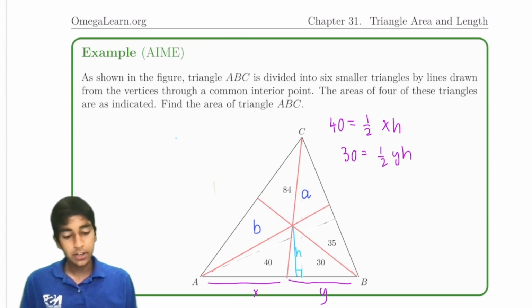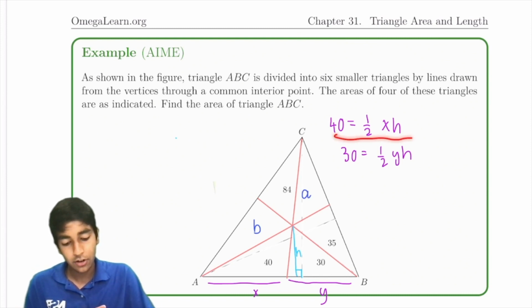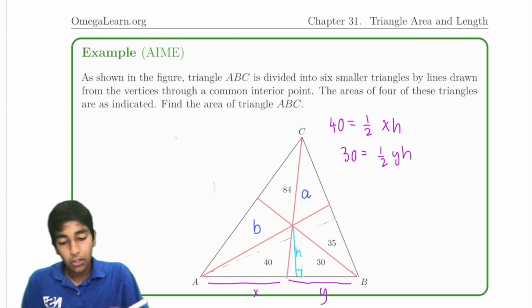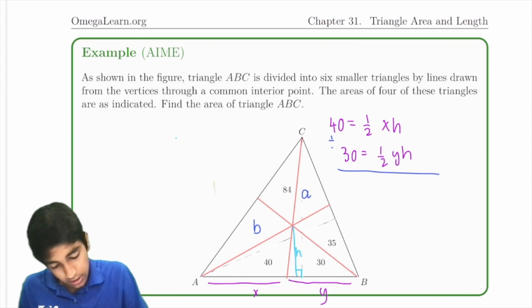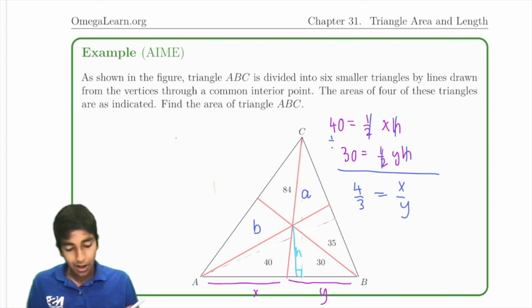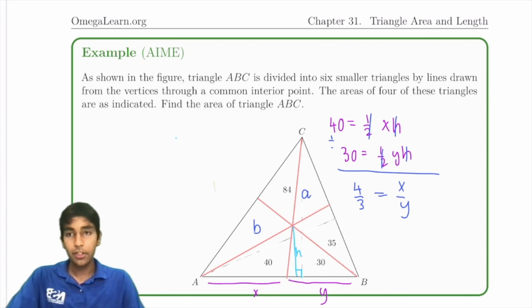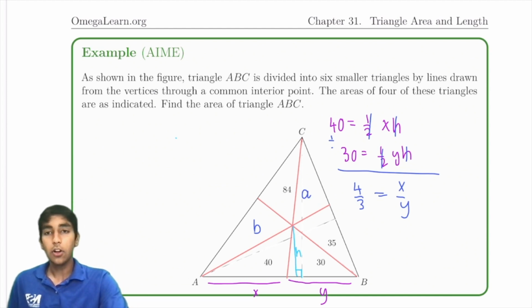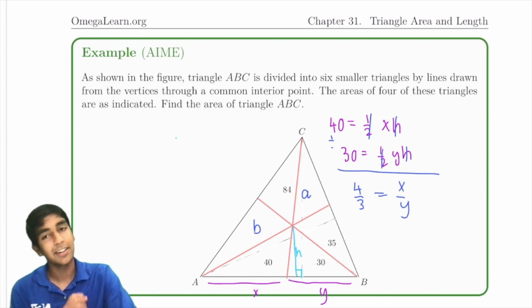So now what we can do from here is see that because we have 40 is half XH, 30 is half YH, let's divide the first equation by the second equation. Doing this, we get 4/3 equal to, well, the 1/2s and h's cancel, x over y. Aha! Now we know the ratio of x to y is 4/3. So how can we use this information? After all, we're chasing areas, not lengths.